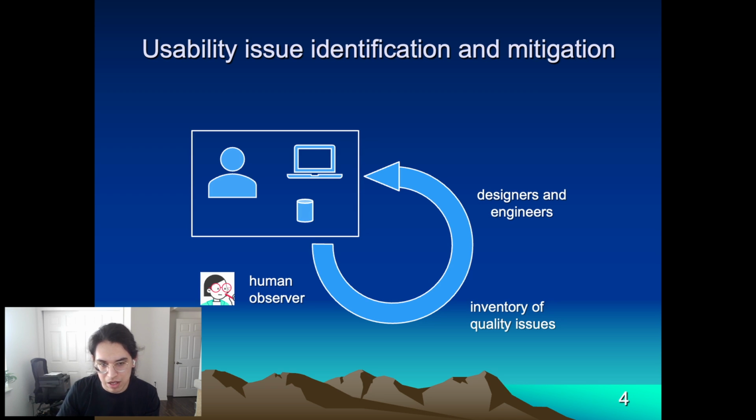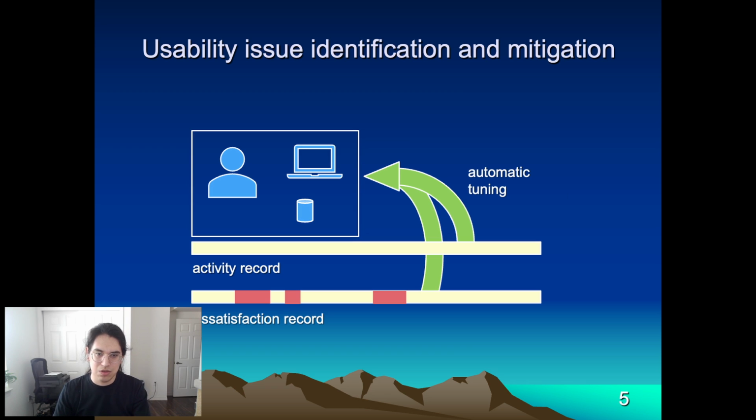But I think we can do better, because this costs money, it's expensive, and it costs more people. So what if we'd like to automate this? What would that look like? Well, to automate the process, you would need to record the user's activity and their dissatisfaction automatically as it occurs. Then the interface can be tweaked on the fly using those records.